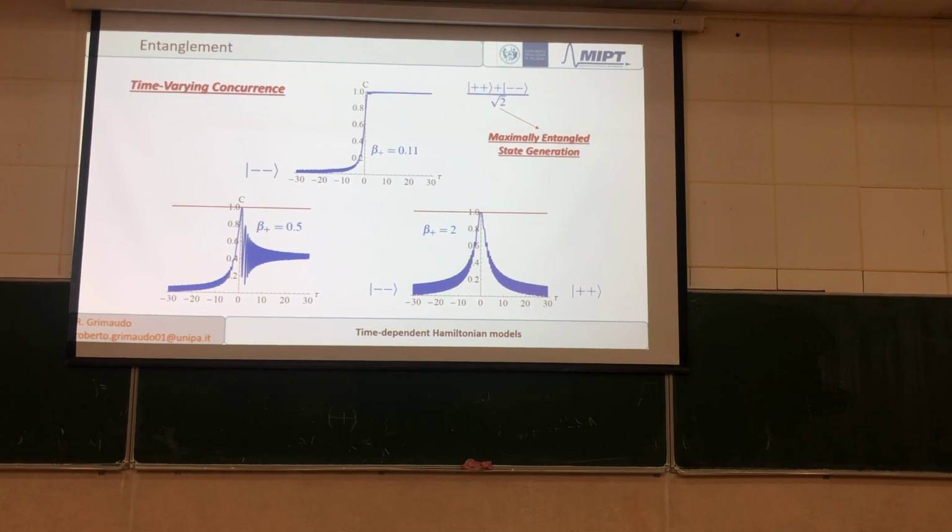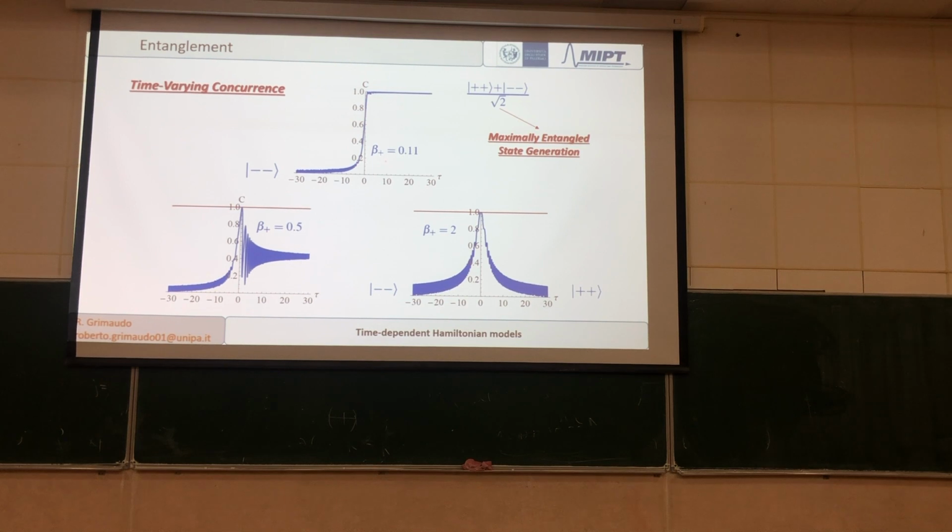A very interesting, curious thing is the following. When we have large values of beta, we are in adiabatic conditions. Small values of beta realize a non-adiabatic dynamics. So the generation of maximally entangled states for our system requires a non-adiabatic dynamics with respect to an adiabatic one. This is very curious, very interesting.